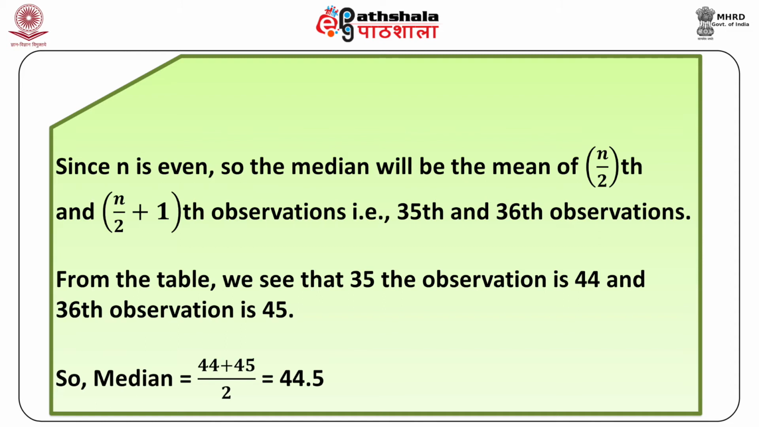Now, if we look back at the table, we see that the 35th observation, that is the cumulative frequency 35th, corresponds to observation 44 and 36th observation corresponds to value 45. So median is taken as 44 plus 45 divided by 2, which gives a value of 44.5. That is the middle value of n by 2th and n by 2 plus 1th observation.